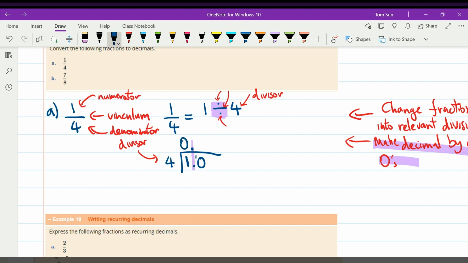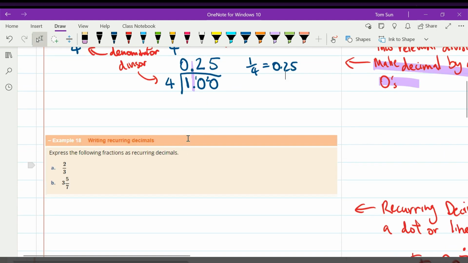So this becomes 4 goes into 10 how many times? Twice with a remainder of 2. I don't have any more digits, so I just add more zeros. Remainder of 2. So 4 goes into 20 5 times. And the answer is 1/4 is equal to 0.25. Some of you already know this, so you can look at this answer as a way to verify that this process actually works.